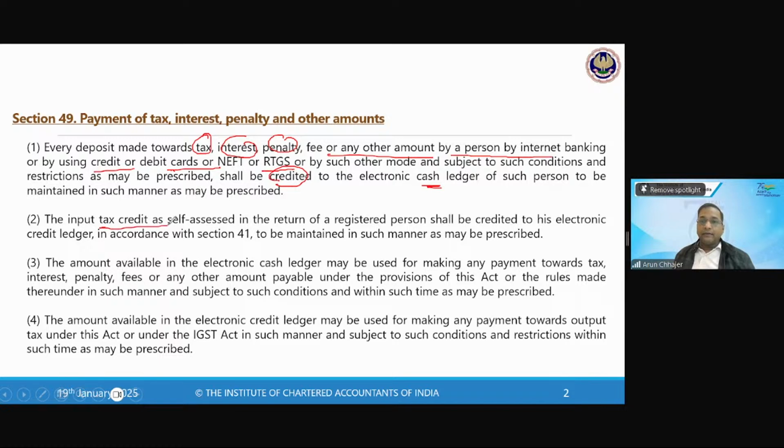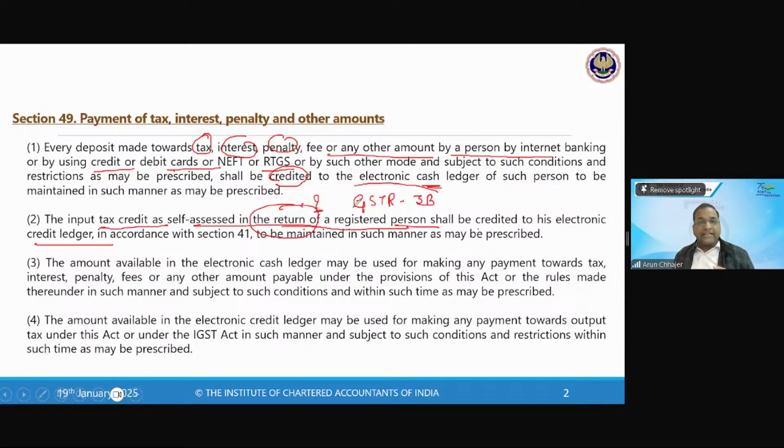ITC self-assessed in the return of the registered person. Can you tell me which return? Name of the return which the registered person files, and then amount of the ITC will be credited to the इलेक्ट्रॉनिक क्रेडिट लेजर. वो कौन सा रिटर्न है? नाम क्या रिटर्न का? The answer is absolutely correct बेटा, GSTR 3B.